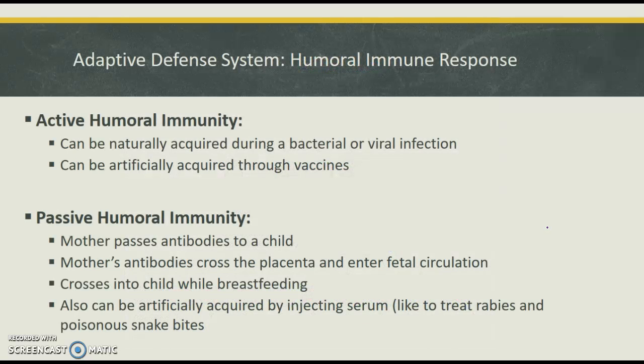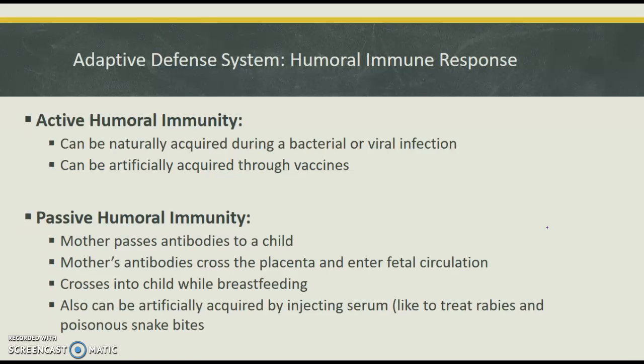So active humoral immunity. This can be artificially acquired through vaccines or naturally acquired through a bacterial or viral infection. So this is when you can actually just get it by walking around. Oh my gosh, I'm walking around and I get the flu. Or you get the flu vaccine and then your body prepares for it. Doesn't matter how you get it, the next time you come into contact with that same flu strain, boom, you're going to be pretty immune to it.